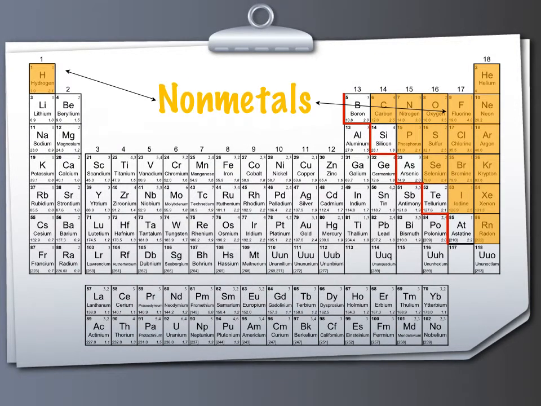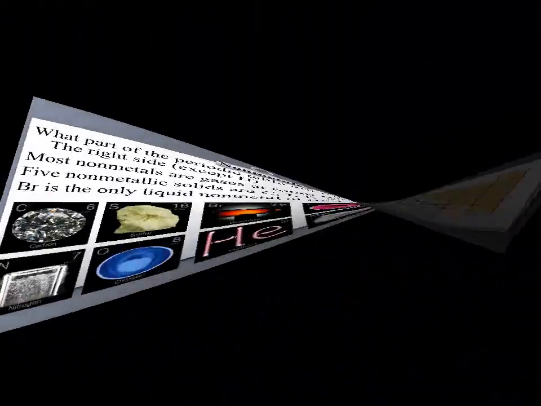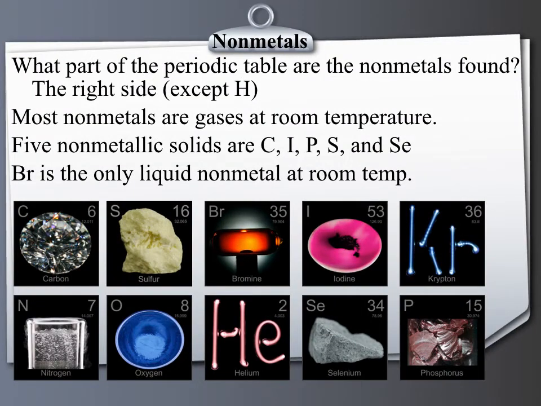Now, the nonmetals are those to the right of the red staircase, and hydrogen. What part of the periodic table are nonmetals found? The right side of the staircase, except hydrogen, which is on the left.